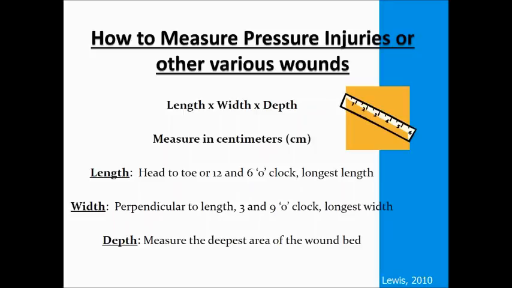Width is perpendicular to the length. That's 3 and 9 o'clock. You want to measure the longest width of a wound. The depth, you want to measure the deepest area of the wound bed. So you want to get a cotton tip applicator, find the deepest part of the wound bed, and measure that to the surface of the wound.